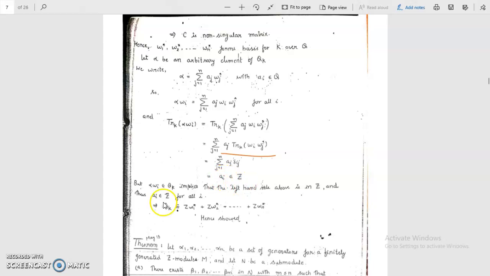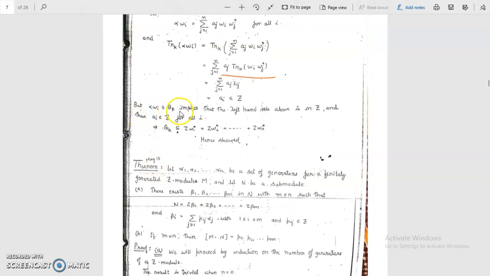So hence this becomes ai belongs to Z. But alpha ωi belongs to O_K implies that the left hand side above is in Z. This left hand side is in Z, and thus ai belongs to Z for all i. So this implies O_K is contained in Zω1* plus Zω2* plus so on plus Zωn*. Hence this is proved.